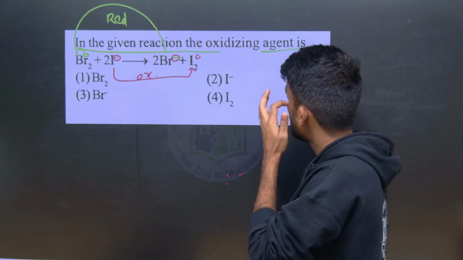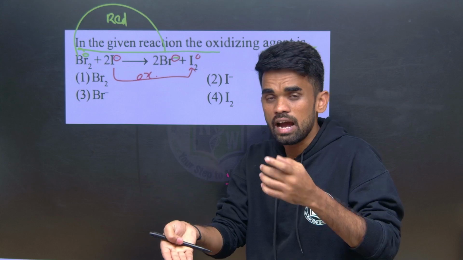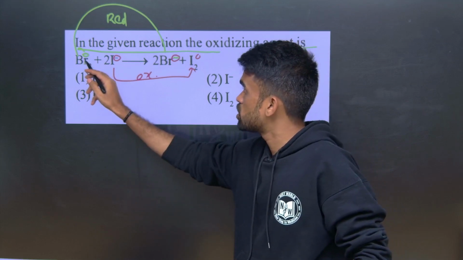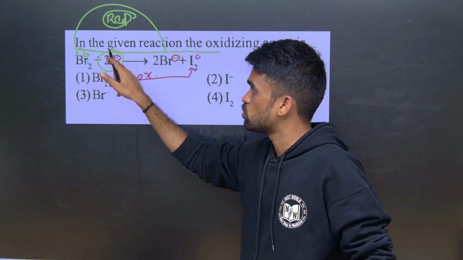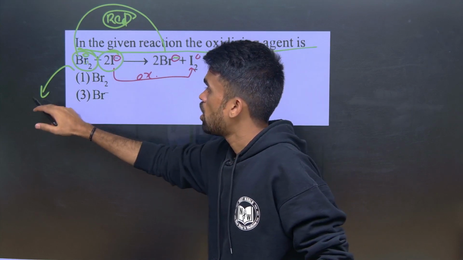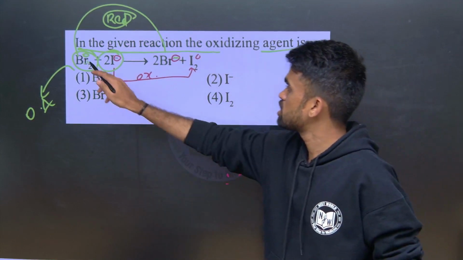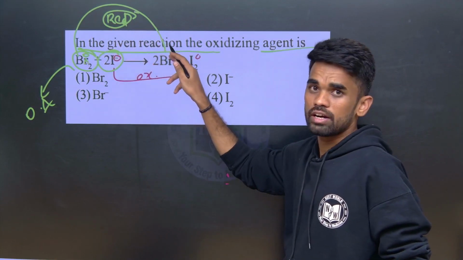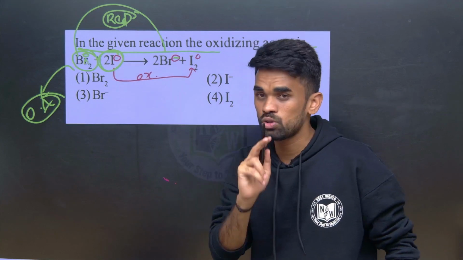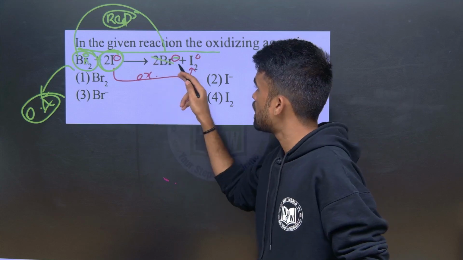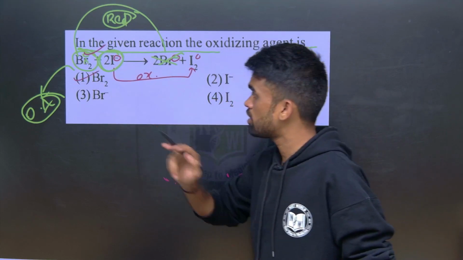Now identify which is the oxidizing agent, the species which oxidizes others and reduces itself. See, this species reduced itself, undergoing reduction, and it is oxidizing this one. So Br2 is our what? Oxidizing agent. This species is undergoing reduction and oxidizing others. So Br2 is our oxidizing agent, not Br minus.